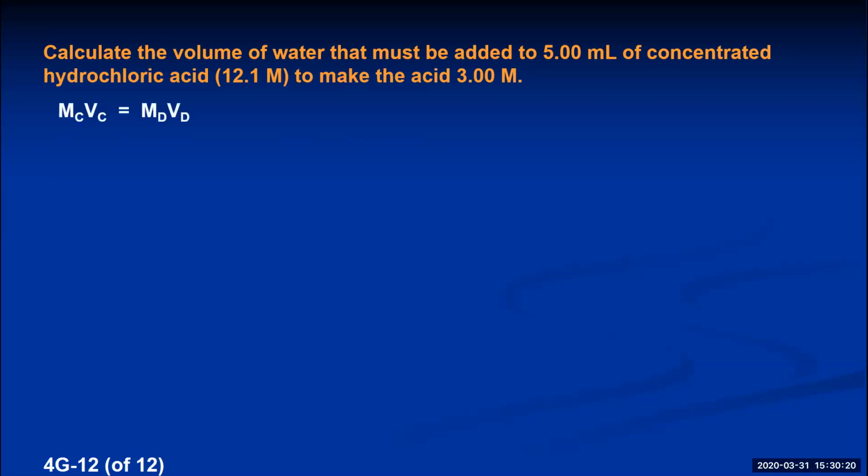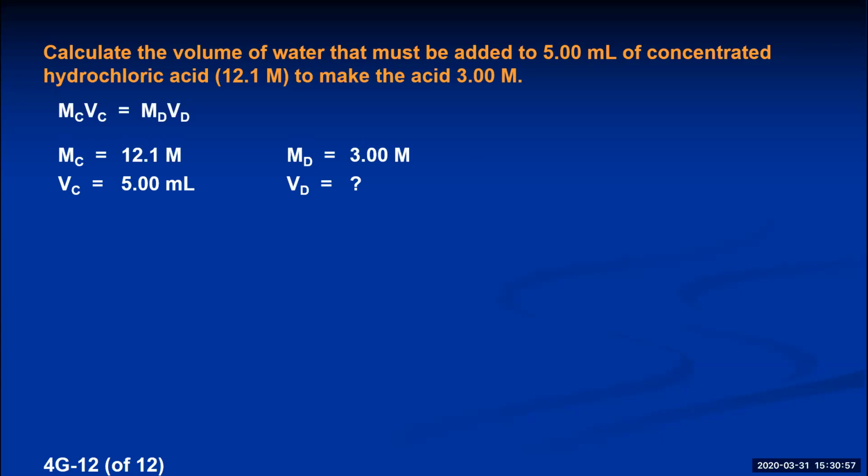So I'm going to use my dilution equation, and I'm going to try to identify each of the variables that I know so that I know which one I have to solve for. So the molarity of the concentrated solution is going to be whichever concentration value is higher, and 12.1 is higher than 3, so that's 12.1 molar. And it says added to 5.00 milliliters of the concentrated hydrochloric acid, so they're telling you its volume. The molarity of the diluted solution must be 3.00 molar. It's the only other molarity in there, and it's the lower one, but they don't tell you the volume of the diluted solution, so that's what you solve for.